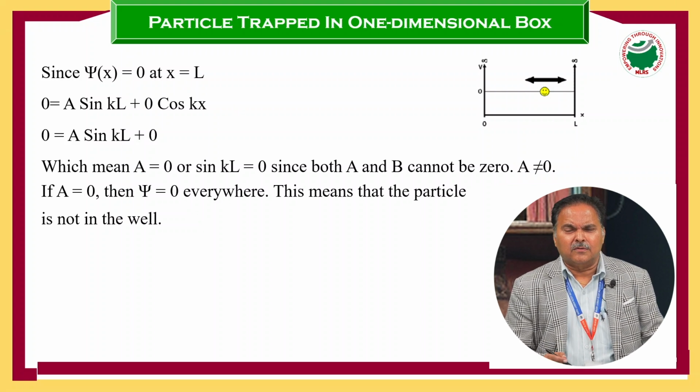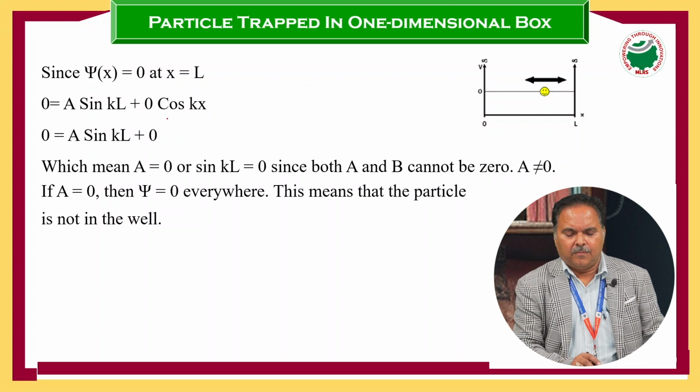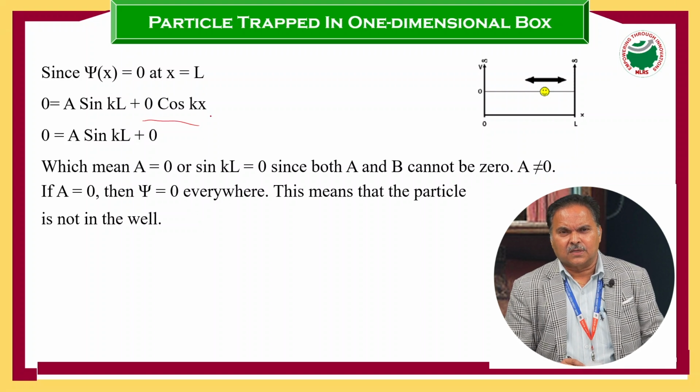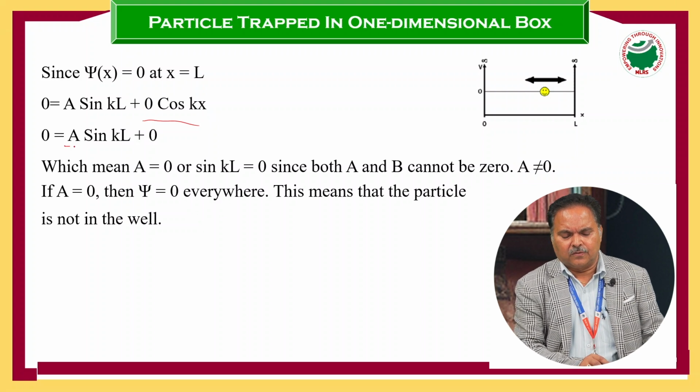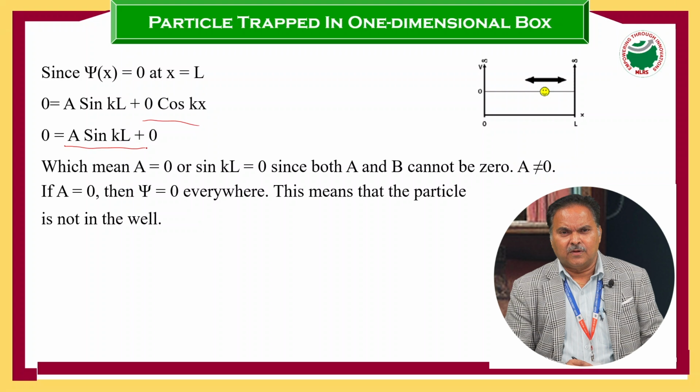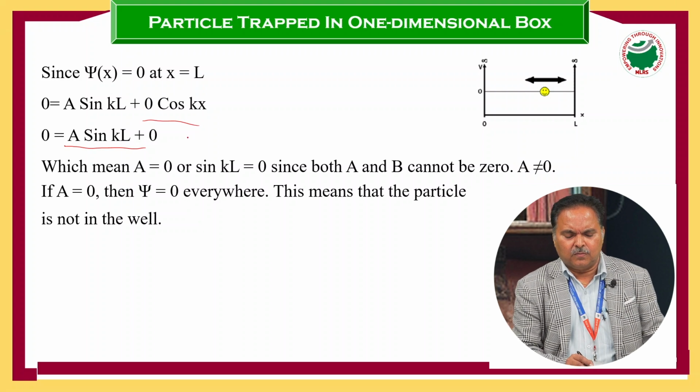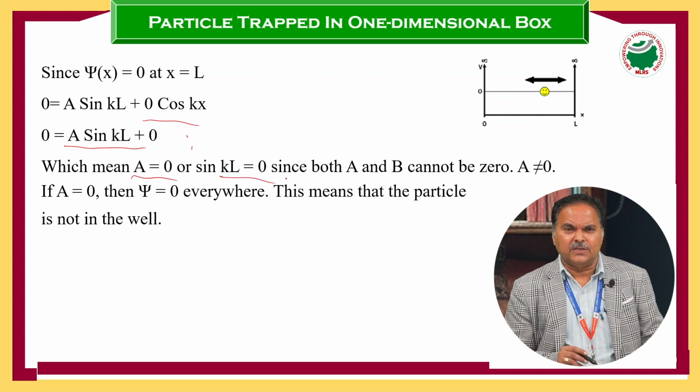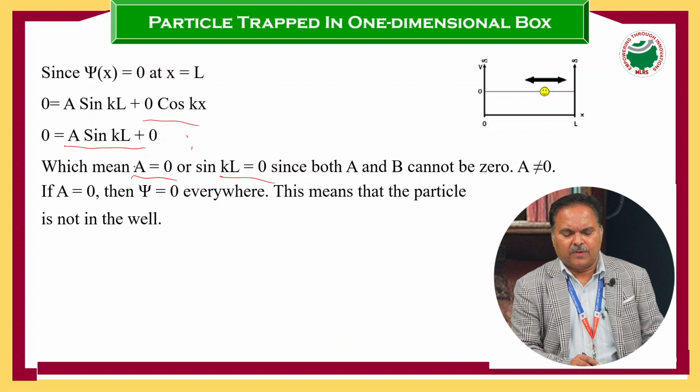Already the b term will be 0 from our first boundary condition. Substituting b equals 0, the equation becomes a sin kL equals 0. In this equation we have two possibilities: either a must be 0, or sin kL must be 0. Only one of them needs to be 0.